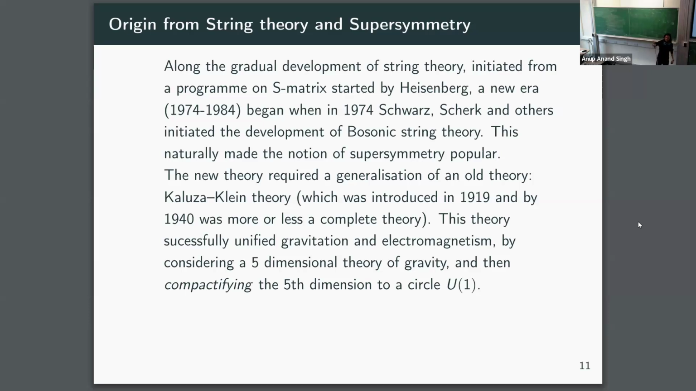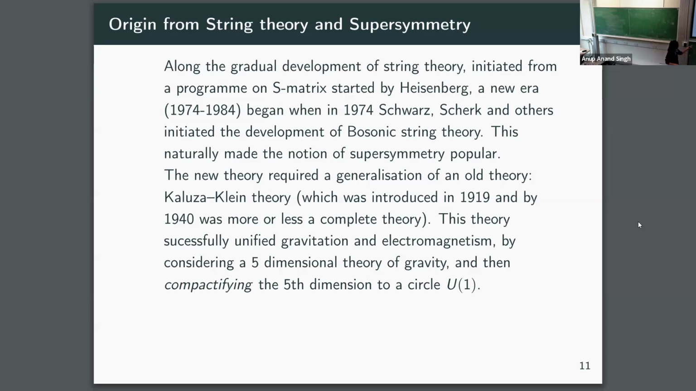So the idea of that Kaluza-Klein theory was to unify electromagnetism and gravity. And the way they did it, they considered the 5-dimensional theory of gravity, and then compactified the 5th dimension into a circle. So for geometers, you consider the circle bundle over the space-time. And the circle is U(1), which is also the gauge group of electromagnetism.